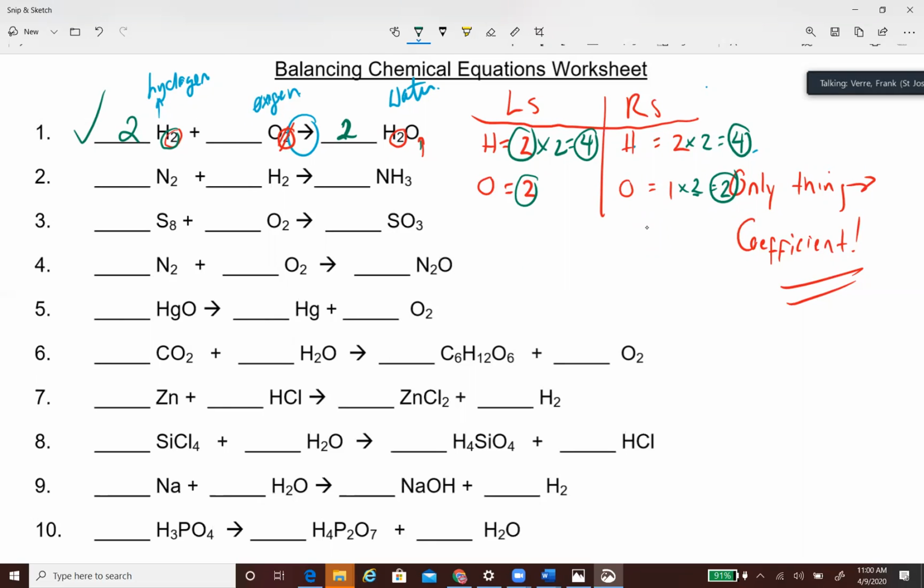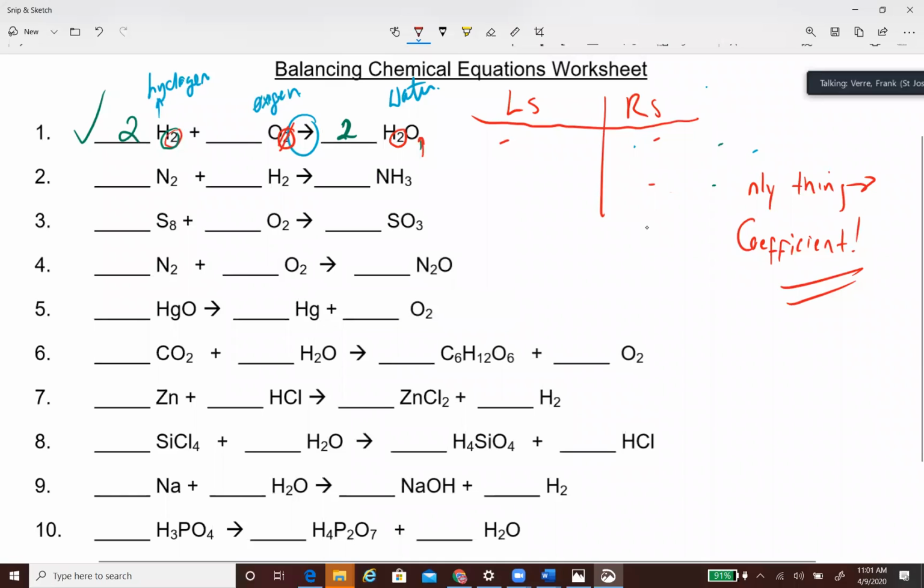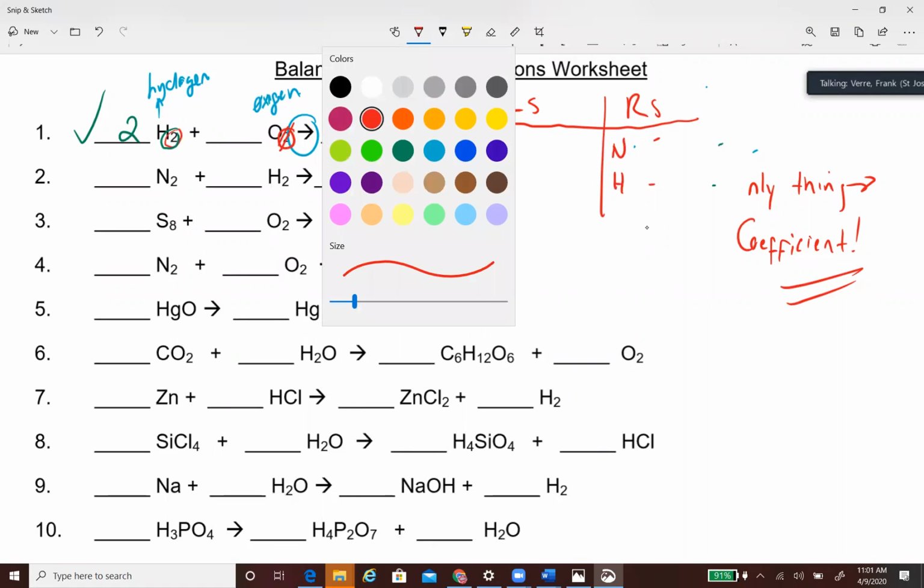I can do the exact same thing with the next one. So let's look at the next one. So the next example, we have, this is a different color, nitrogen and hydrogen give you something called ammonia. Not ammonium, ammonia. I can see on the left, I have nitrogen, I have hydrogen. On the right, I have nitrogen, I have hydrogen. That's so far so good, that's easy.